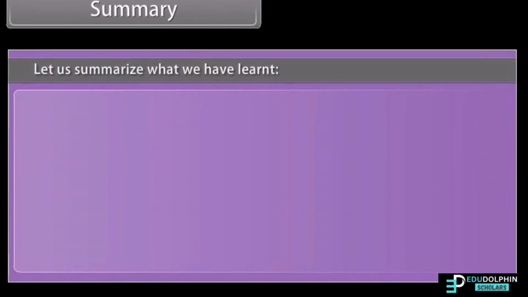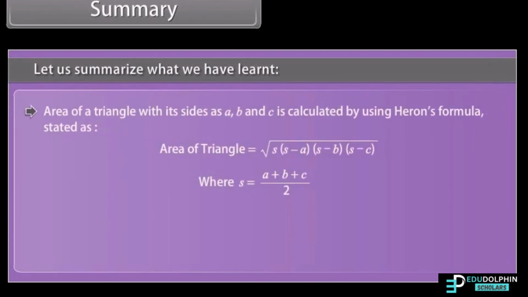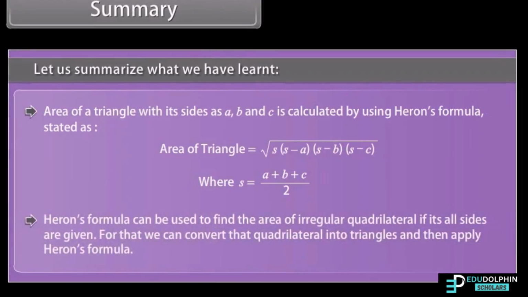Summary. Let us summarize what we have learned. The area of a triangle with its sides as A, B and C is calculated by using Heron's formula. Heron's formula can be used to find the area of an irregular quadrilateral if all its sides are given. For that, we can convert that quadrilateral into triangles and then apply Heron's formula.